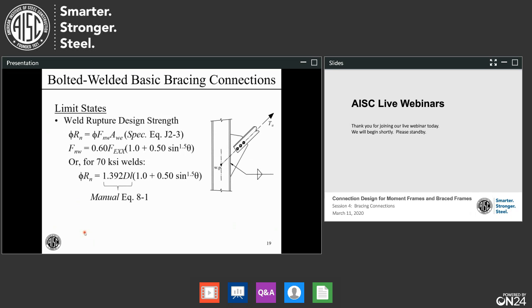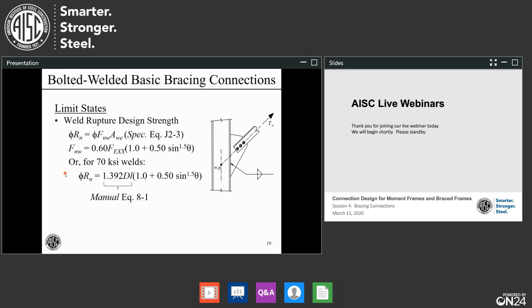The weld rupture design strength, we check this the same way we usually do, in which we have this equation from the spec, equation J2-3. Our Fnw is just the ultimate shear stress of the weld material times this directional factor. And the idea here is that the weld is stronger when the load is not parallel to the weld, when it is at some angle to the weld. And this theta is measured between the weld longitudinal axis and the load angle.